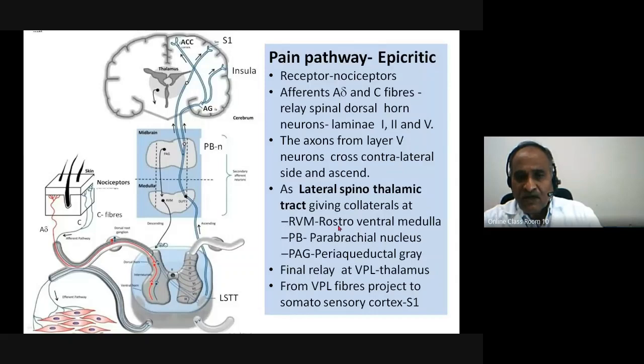And of course, it gives collaterals to the rostroventral medullary neurons, the reticular system, the periaqueductal gray, and the parabrachial nucleus. These neurons relay in the ventro-posterior-lateral nucleus of thalamus, that is a specific nucleus of thalamus, and then they are relayed into the somatosensory cortex, postcentral gyrus, S1 or Brodmann area 3, 1, 2, for identification of the location and the characteristics or attributes concerning the pain.